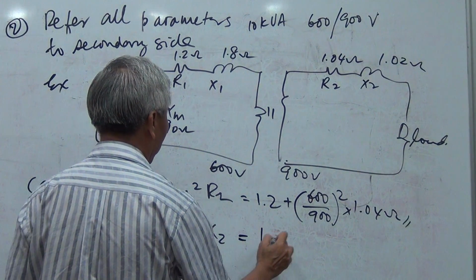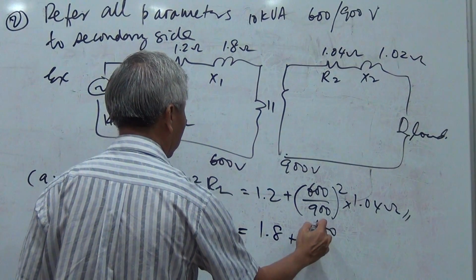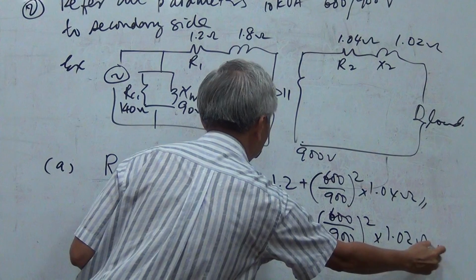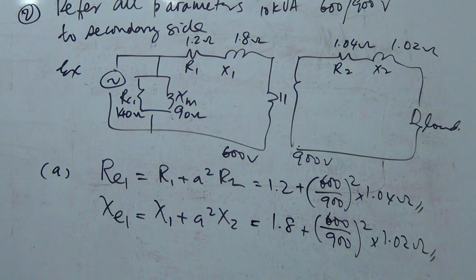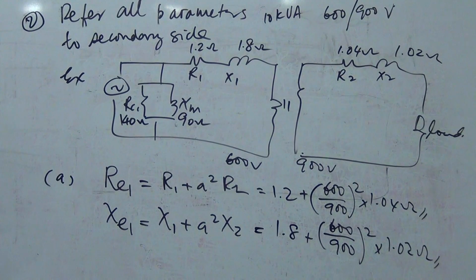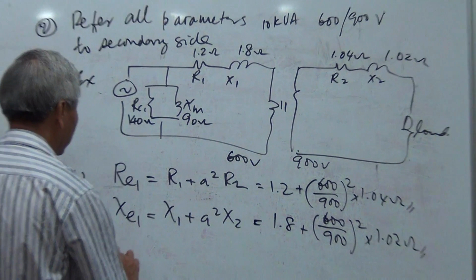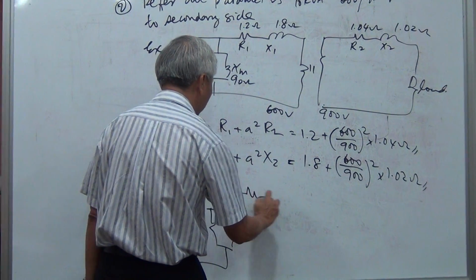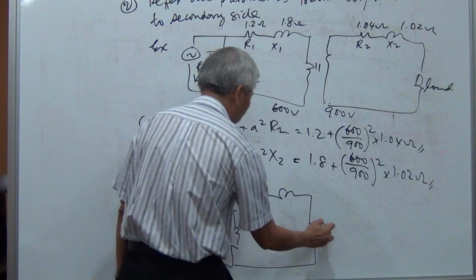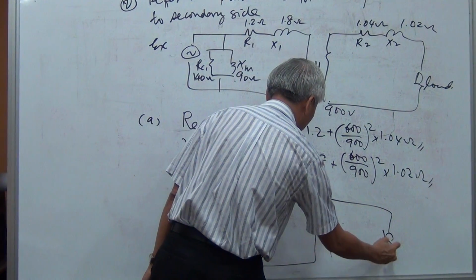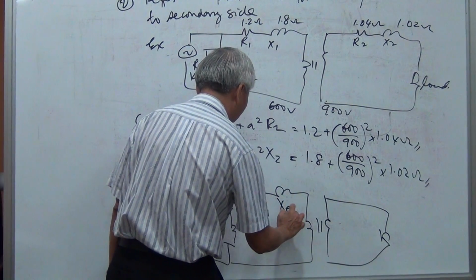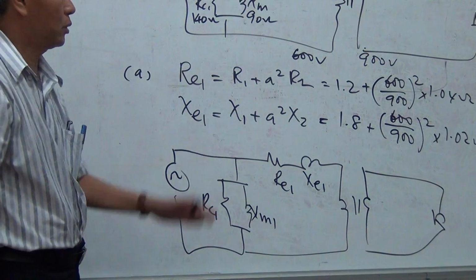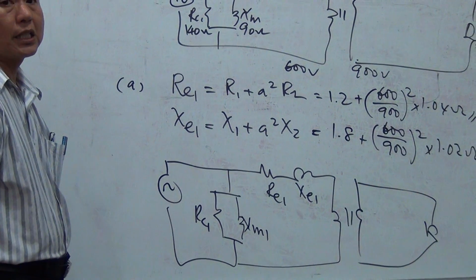XE1 will be equal to 1.8 plus A squared multiply 1.02. Right, so that's what it is. So if you are asked to draw the diagram, of course the diagram becomes like this. The parallel structure has no change in value, but this changes. Right, and that's your RE1 and XE1. This is the RC1 and XM1. Alright, so that's called referring parameters to the primary side.